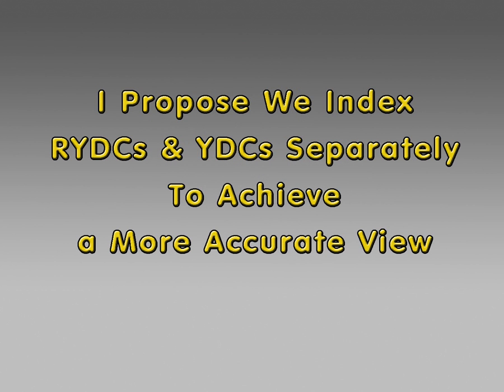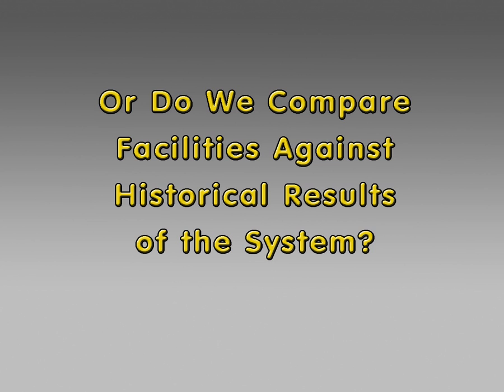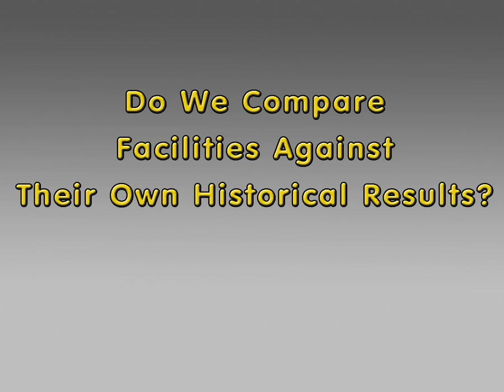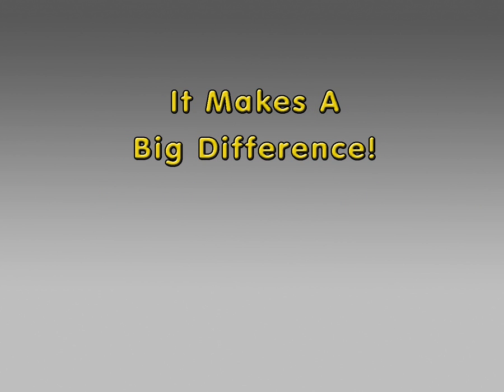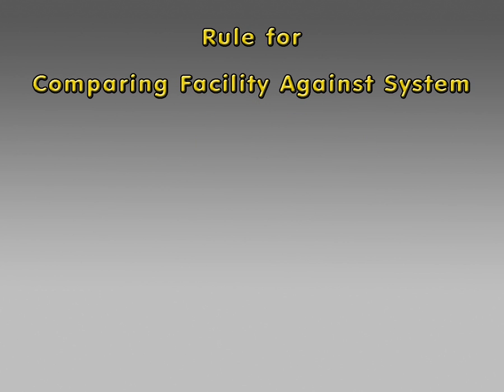On this basis, I'm recommending the comparisons between facilities be separated by RYDC and YDC status. So the scorecard will compare RYDCs with RYDCs and YDCs with YDCs. Even given that distinction, should we compare facilities against statewide averages or against their own past performance? These questions produce very different answers, and both of the answers are important. Let's set up rules for the 2 different ways of looking at the variation between self-harm rates.